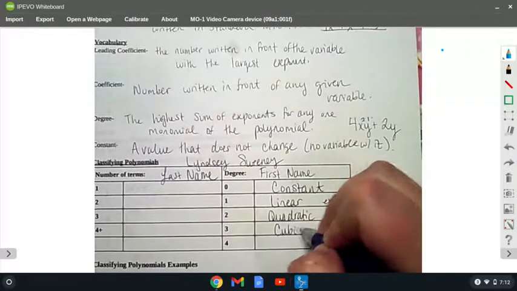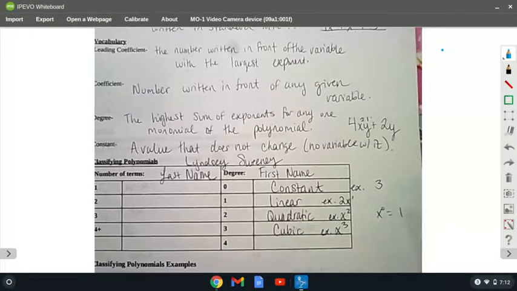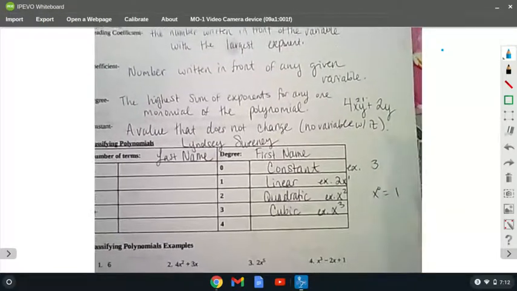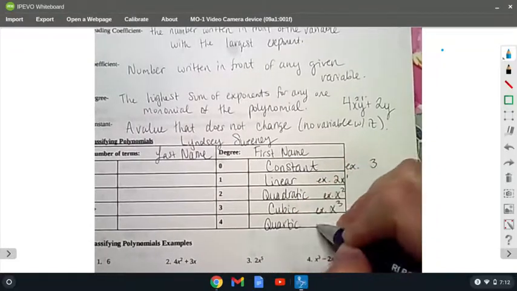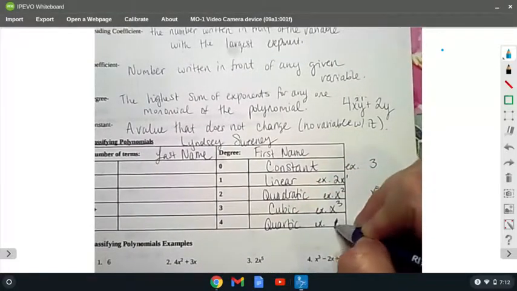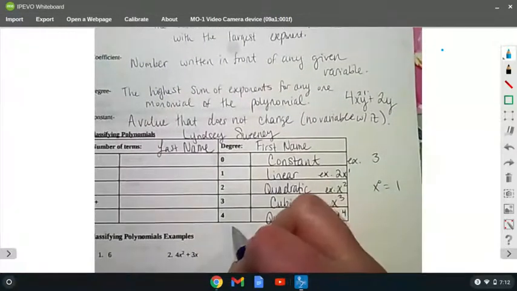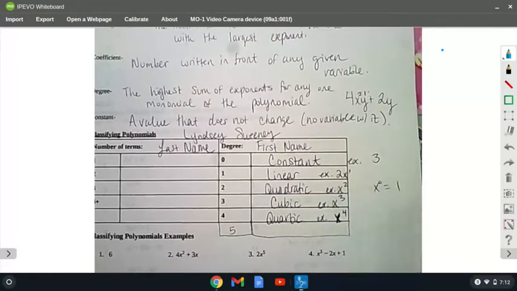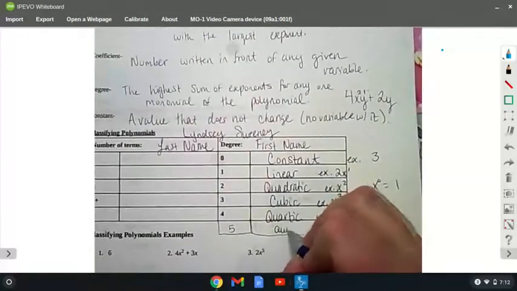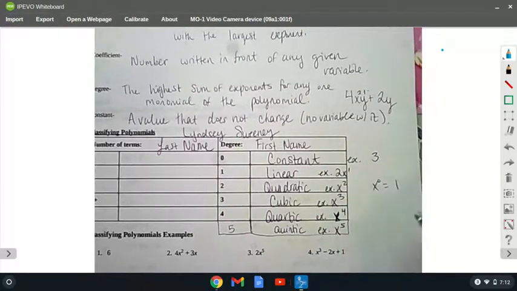To the power of 3 is a cubic. So that's if I had x cubed, x to the power of 3, that's the cubic degree. 4 is quartic. So if I had x to the power of 4. And I'm going to add one more to this chart because we do see it somewhere on this worksheet. If I had to the power of 5, that would be quintic. So x to the power of 5.